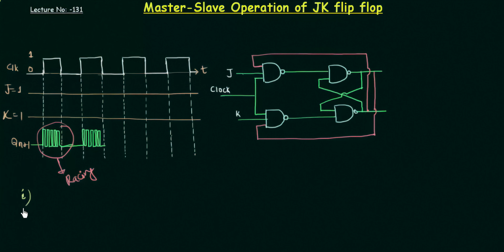The first one that I told you was keeping the clock half time period, that is T by 2, less than the propagation delay of our flip-flop. But let me tell you that this particular method to overcome racing is not practical and it is not used. So what are we left with? We are left with the second method, that is edge triggering, and definitely it is used. And the third one and the most important one is the master slave operation that we are going to discuss in this presentation. And this master slave operation is the same as the negative edge triggering.